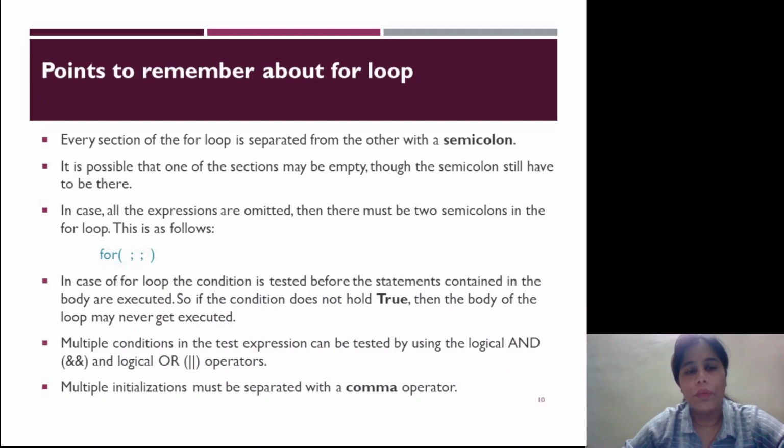In a for loop, multiple conditions in the test expression can be tested by using the logical AND and logical OR operators. Multiple initializations must be separated with a comma operator.